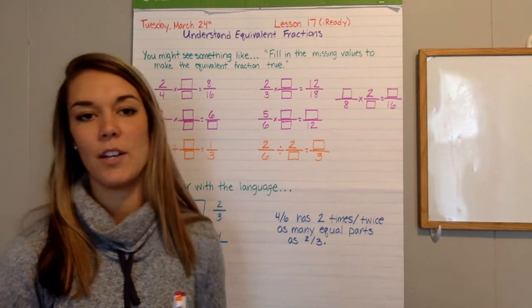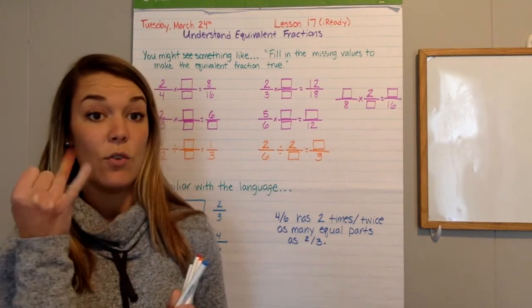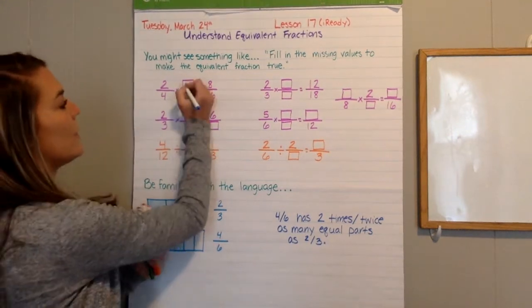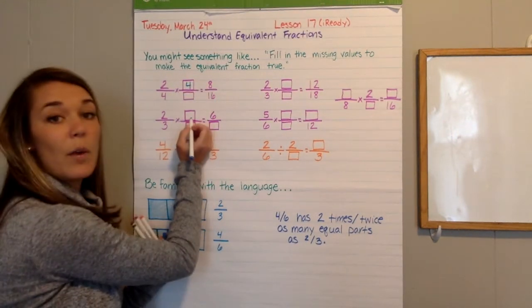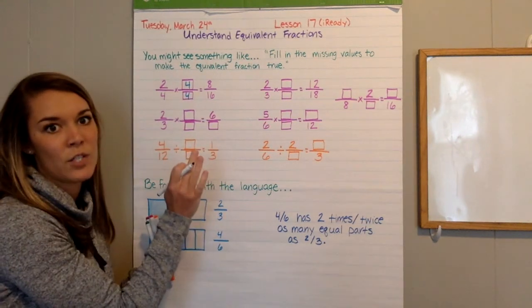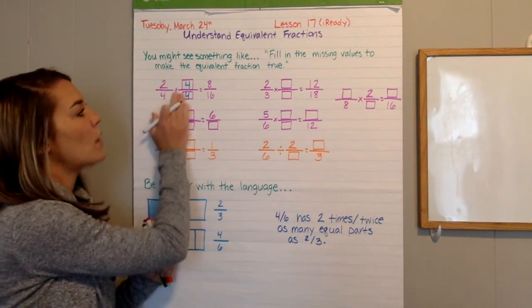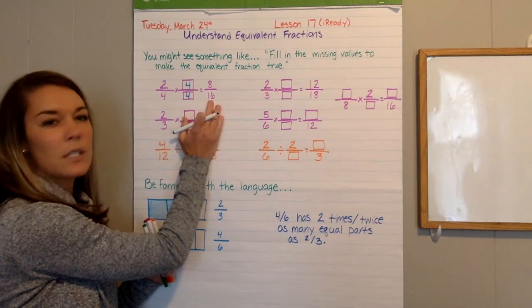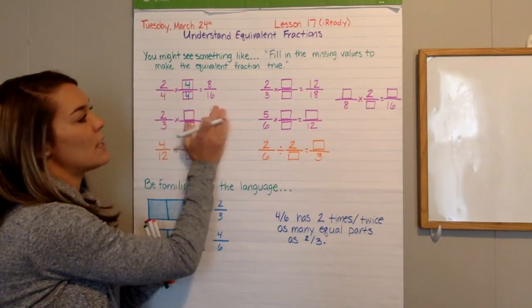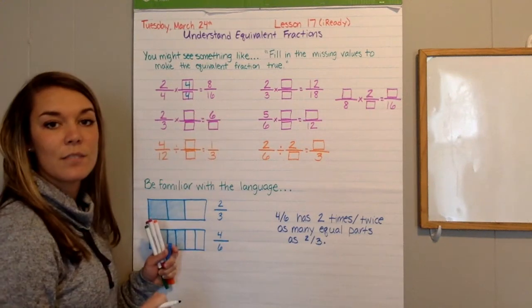Well, lots of you might know. Others might do this. 2, 4, 6, 8. 2 times 4 is 8, right? Whatever I do to the top, I do to the bottom. Of course, I always want to check my work just to make sure. 4 times 4, is that 16? Yeah, so that works. 2/4 is equivalent to 8/16.